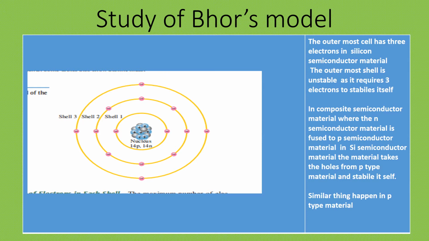So in this way, when we are developing our electronic component, it is not a single material that we use, but a combination of N-type and P-type material. That is why I have written here a composite semiconductor material. It is this composite semiconductor material that leads to the formation of a device in electronic material.